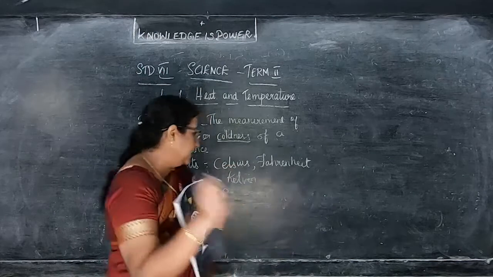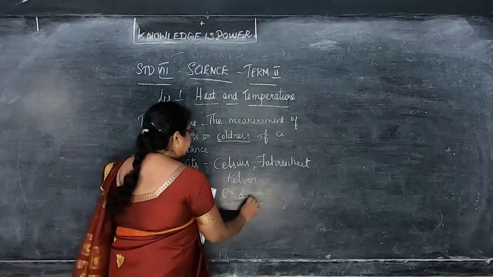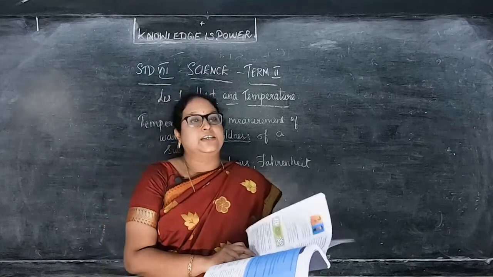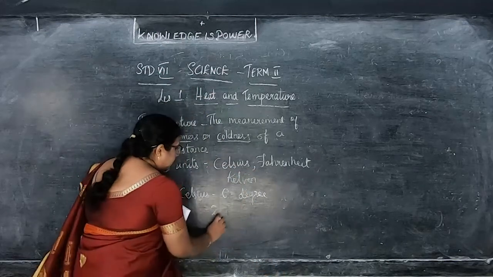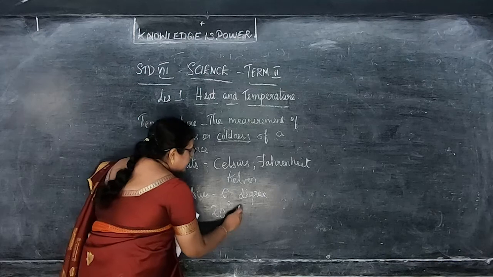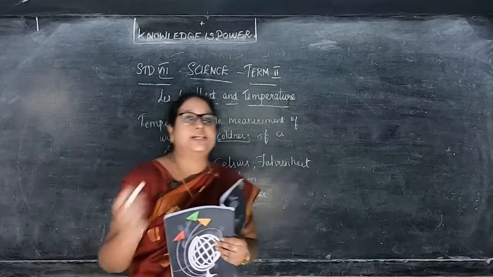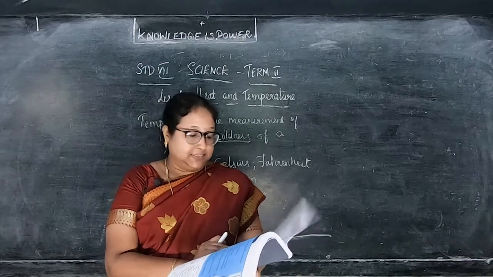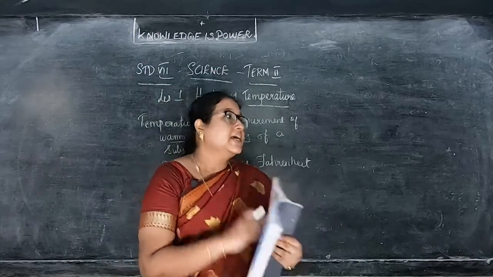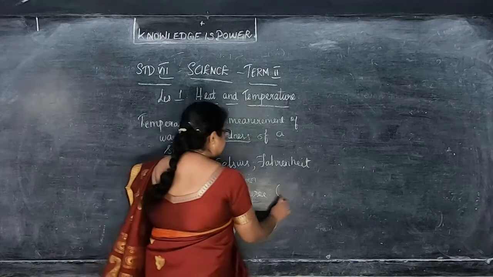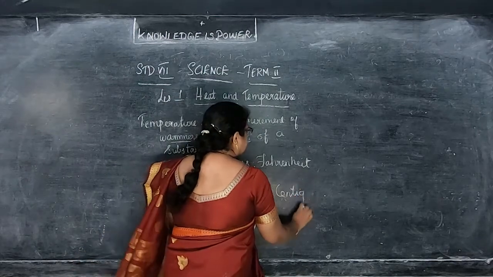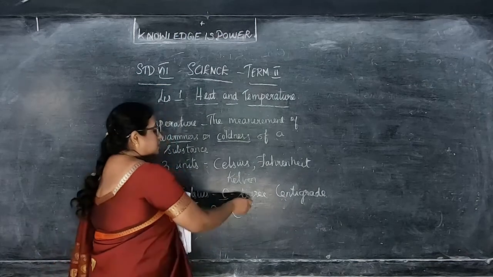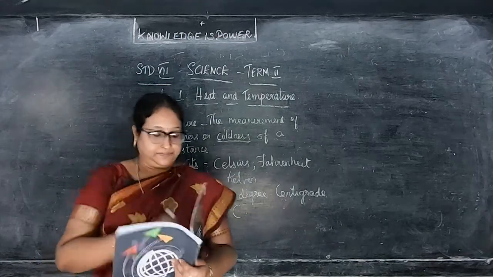And it is read as degree. So how will you read that? Degree. Now for example, 20 degrees Celsius. Okay, do you understand, children? It is read as 20 degrees Celsius. Now Celsius is also called centigrade. Celsius is otherwise called centigrade. Okay, Celsius, C, degree, centigrade.